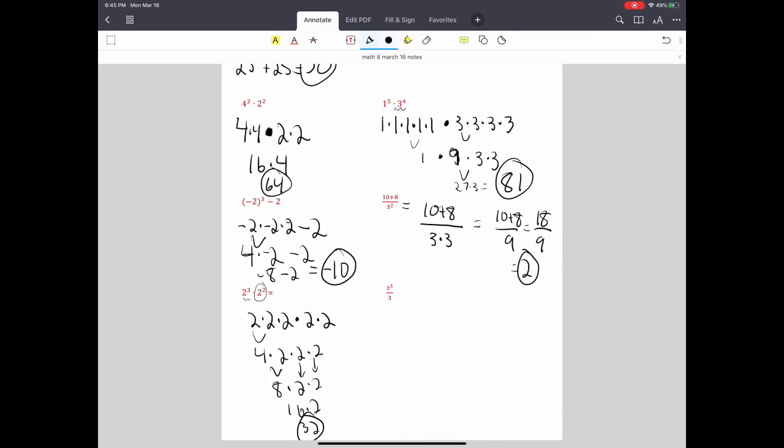All right, and the last one for the day, exponents first, so 3 times 3 times 3 upstairs, all over 3. That'll be 27 over 3 when you multiply this stuff, and you should get 9.